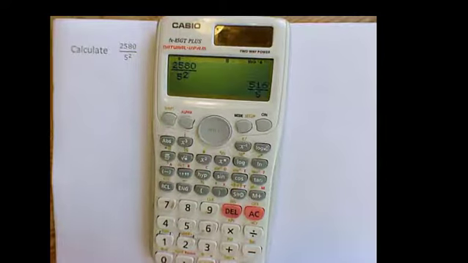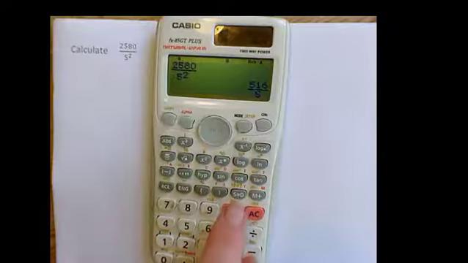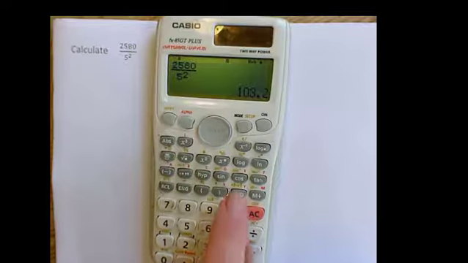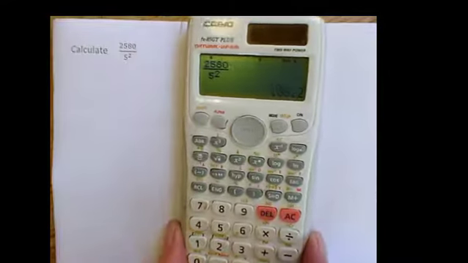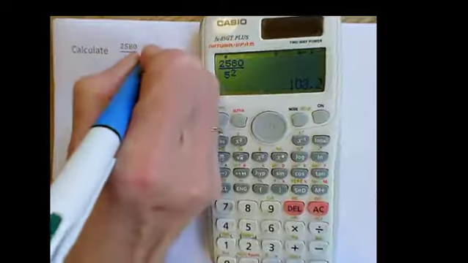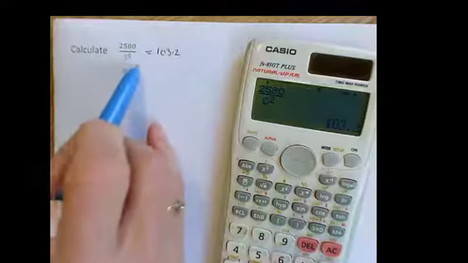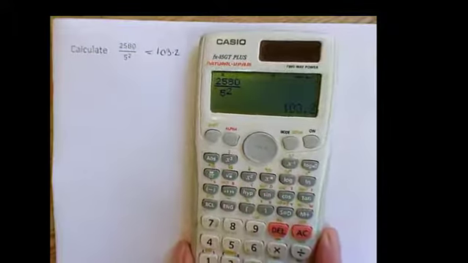So let's say equals, and then what I get is a fraction. But I don't want a fraction, so that's why I use this third key that I highlighted, the S to D, surd to decimal. And if I push that, it gives me a decimal version, and I push it again and it goes back to the fraction. So whenever you get something you don't like the look of, press that button and you'll get a decimal. 103.2.